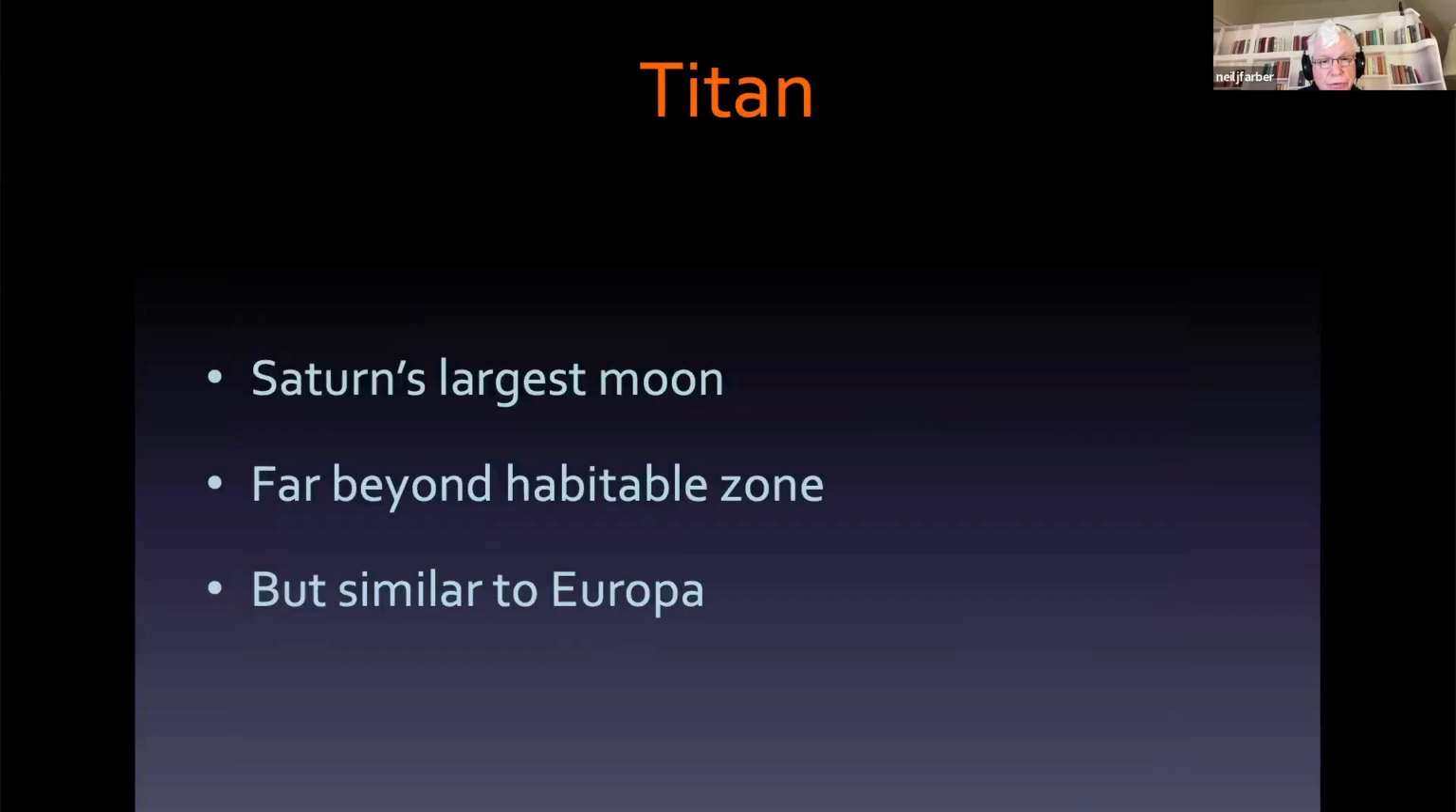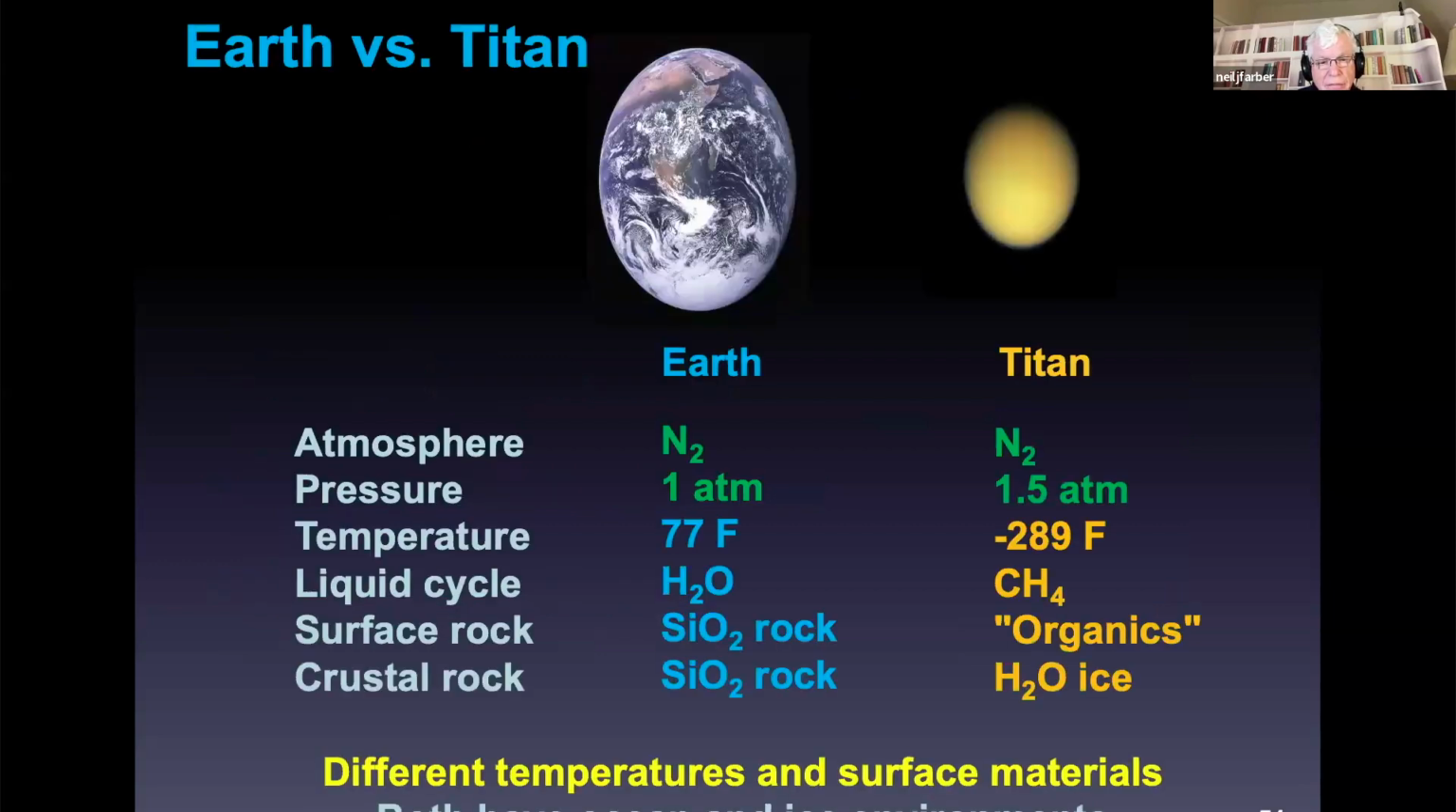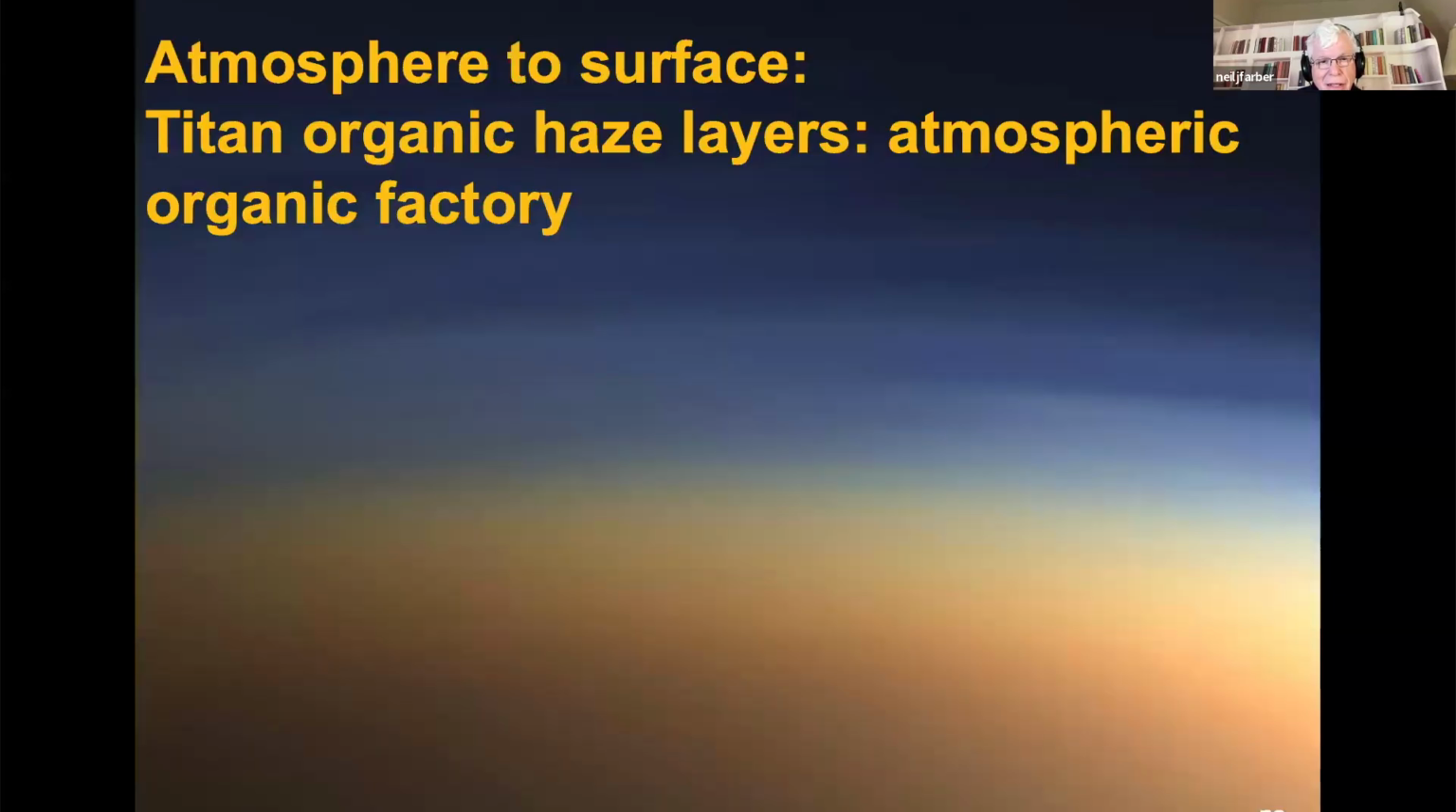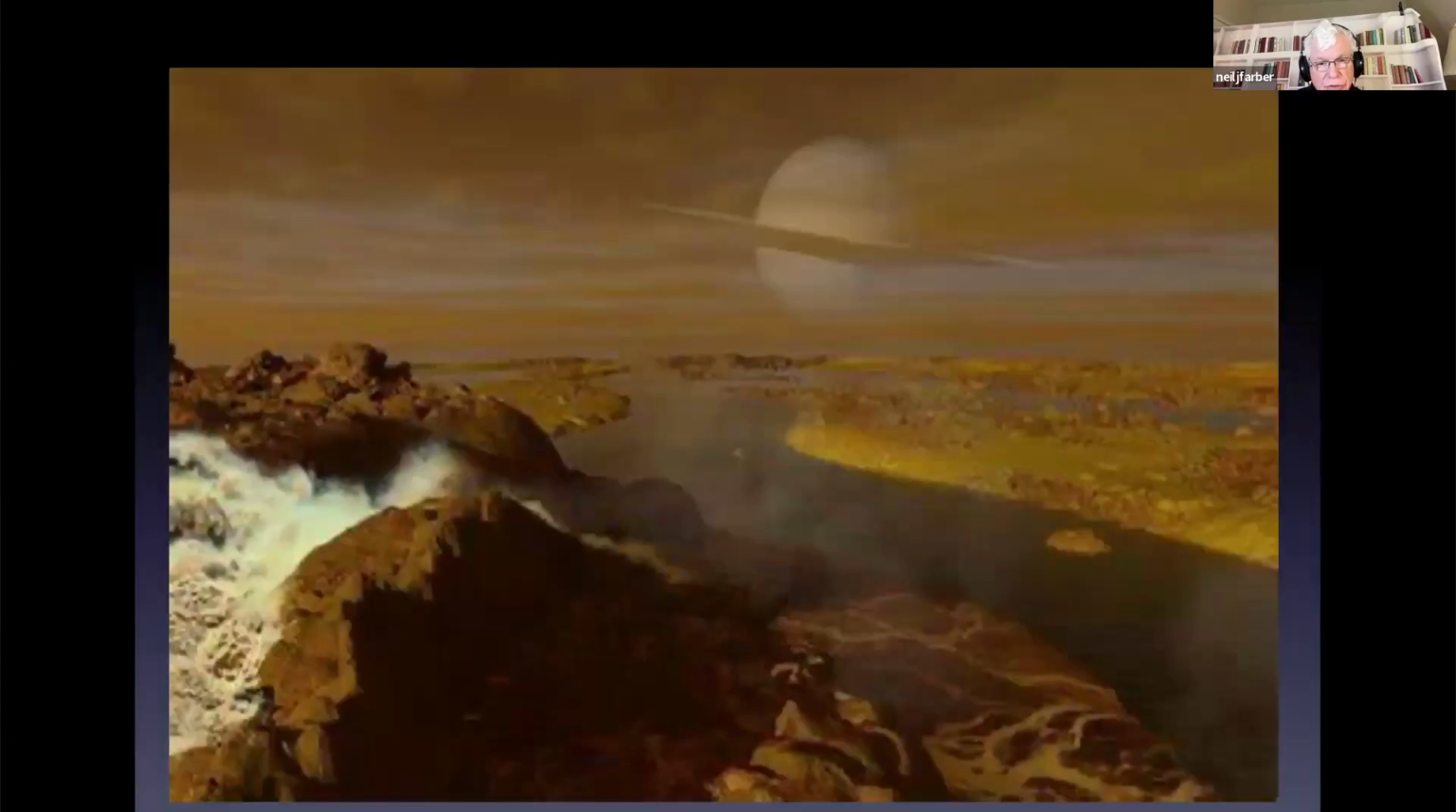Titan is Saturn's largest moon. It's far beyond the habitable zone, but it's similar in some ways to Europa. Next slide. Next slide. You know about Titan. And next slide. Although Titan does have organic haze layers in its atmosphere, so it's sort of like an organic factory there. Next slide. This is a sort of artist viewpoint of Titan looking at Saturn.